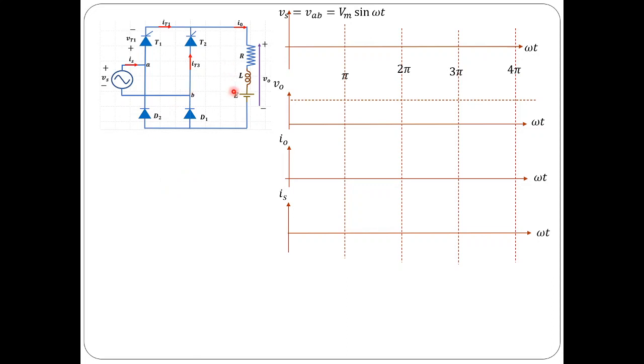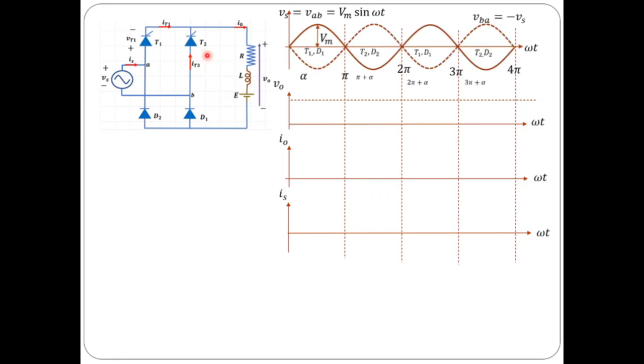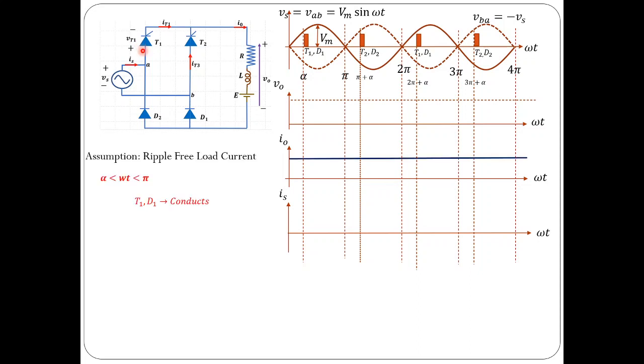Now let me assume that the load is highly inductive in nature and the load current is more or less ripple free. T1 is fired at omega t equal to alpha, so the gate pulse is supplied for thyristor 1 and that would come into conduction. From omega t ranging from alpha to pi, T1 and D1 are going to conduct, and the conducting path from source to load is this way. That is source to thyristor 1 and then load, coming back to source through diode D1. This is the path.